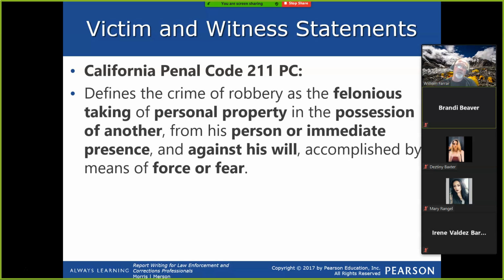And from state to state, the elements might be a little bit different, but typically they're somewhat the same. But when you're writing your report for your arrest for robbery, you have to think, do I have all of these elements in there? And if I don't, I'm going to have to interview a suspect, a witness, or a victim in order to get that. Meaning, was the property taken from their person? You're going to have to establish that. Were they afraid? Was there force or fear against their will? All this stuff like that.